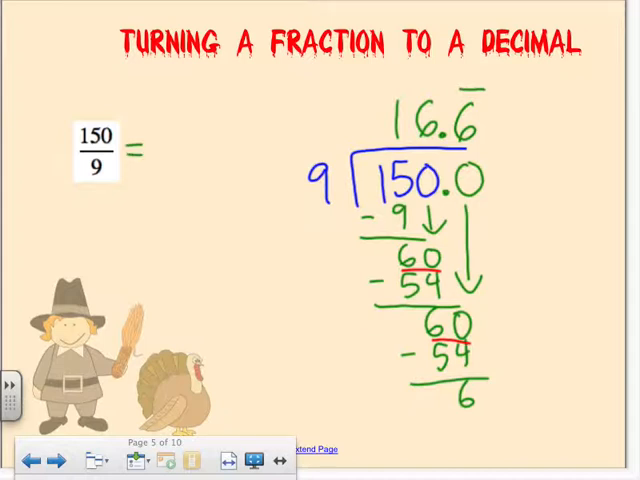So 150 over 9 is equal to 16.6 repeating. Make sure you add that decimal and the 6, because you don't want to write it like that. That doesn't really make a whole lot of sense. Only numbers after the decimal can be repeating. So that's why I needed to write that tenth and have it be showing as the repeating one.